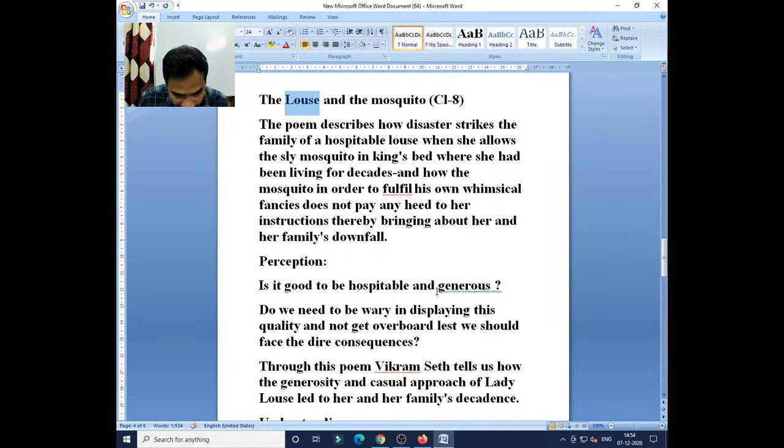So it can describe how disaster strikes the family of the hospitable louse when they allow the sly mosquito. There is a louse living in the king's palace over a period of 30 years, which might be mentioned in the poem that I am going to share with you tomorrow. In the king's palace she is living, and one day a sly mosquito came to her, asking for shelter for a night. The poor louse from the beginning was denying him shelter. But when the mosquito started begging like anything, pleaded and requested her to allow him to rest for a night, the silly louse allowed him. And after that, something really bad happened. The mosquito came and just bit.